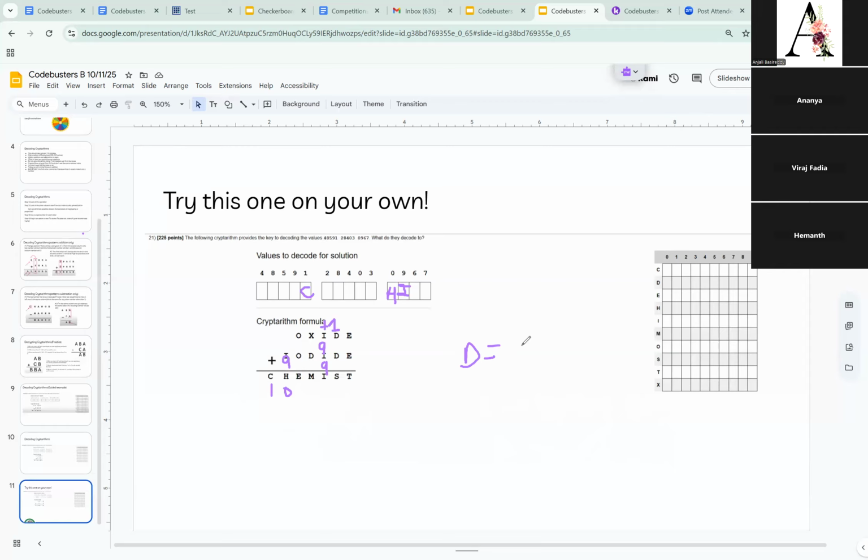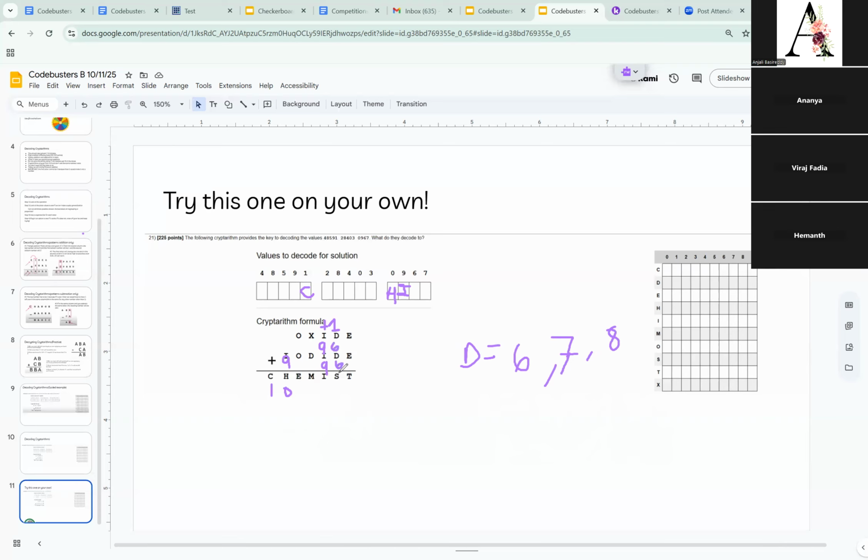So D cannot equal 9. We already know that D cannot equal 1. And D has to be greater than 5. Does anybody get why? Because if D was 5, then S would be 0, but H is already 0. Yeah, correct. So that's why D has to be greater than 5. So D could be 6, and then D could be 7, and then D could be 8, and then it can't be 9. So let's try putting 6 first. D is 6.